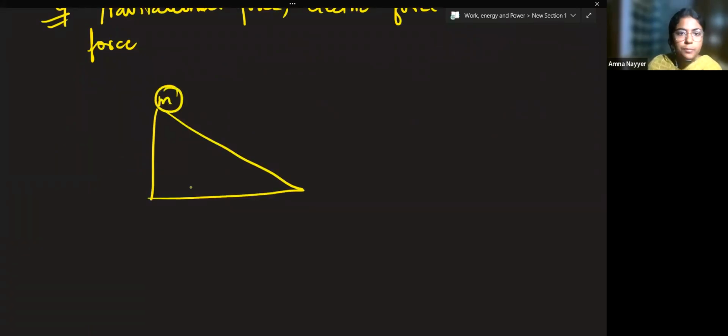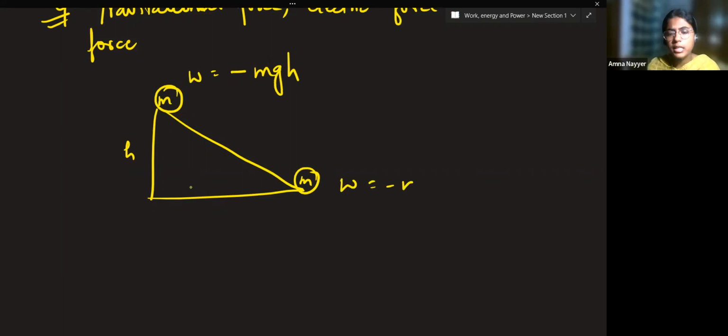At this point, a ball has started rolling, and at this point, the ball has landed. So, work done at this point will be minus mgh, or even let's take plus mgh if you want. Here also work done will be minus mgh only, because this does not depend upon the path traveled. Let's write work done is plus mgh.